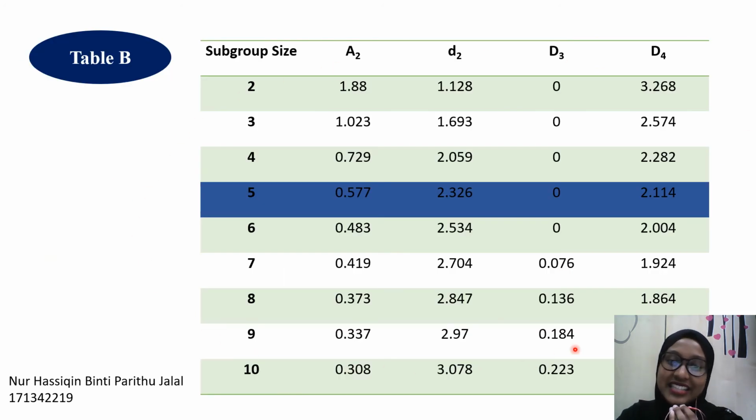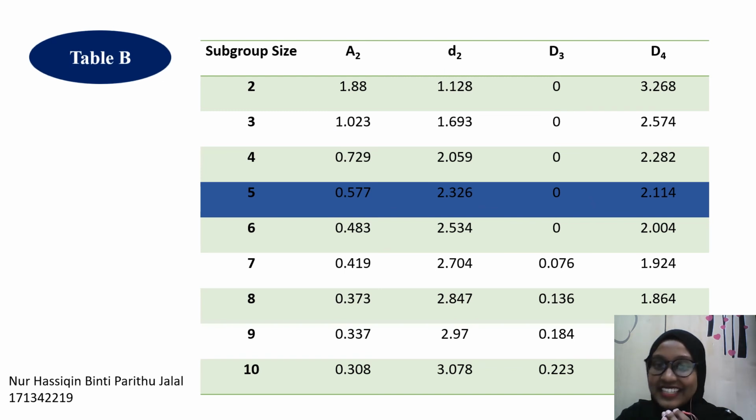This is the table that I mentioned just now. Because our sample is 5, x1, x2, x3, x4 and x5, we need to make sure that the subgroup size is 5. At 5, the A2 value is 0.557, D2 is 2.326, D3 is 0, and D4 is 2.114. This data will be used for the calculations before this.